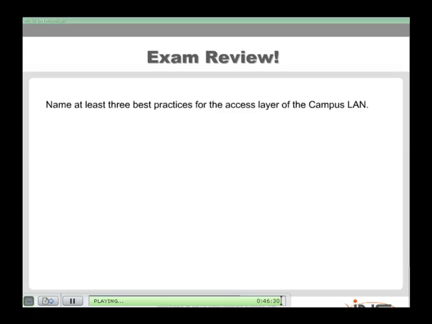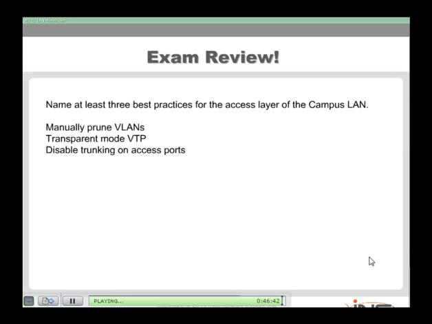But before we wrap up, a review question that asks us to name at least 3 best practices for the access layer of the campus LAN. Well, there were 3 that jumped out at us. Them telling us to turn off VTP. That certainly jumped out at us. And to manually prune VLANs off of trunks where they're not needed.